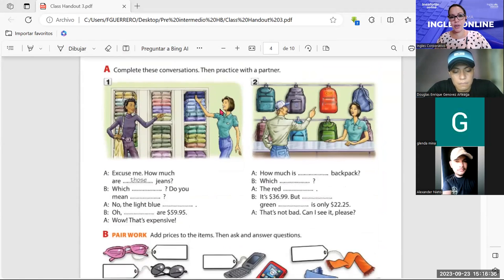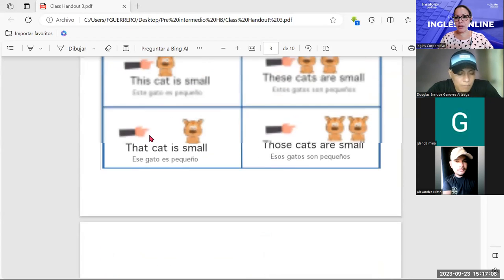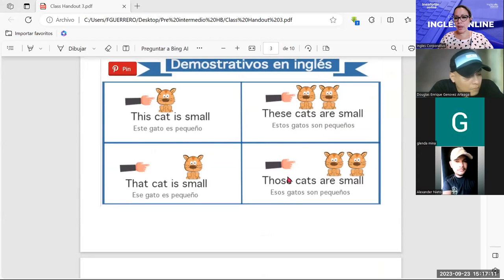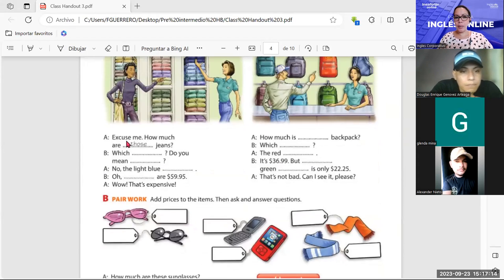Now, completing the conversation, as you can see here, this lady has a kind of identification, so she is the salesperson, she's the clerk. And she is the customer in the picture number one. She's the customer and this is the clerk. As you can see, starting with the question, excuse me, how much are those jeans? Porque ella está lejos de los jeans. Entonces, por eso está utilizándose those. Aquí como ven acá, those. Entonces, completamos, excuse me, how much are those jeans? A lo que la vendedora respondería, which?